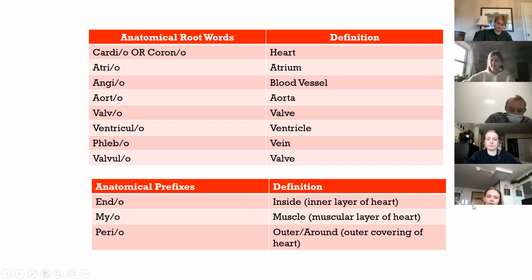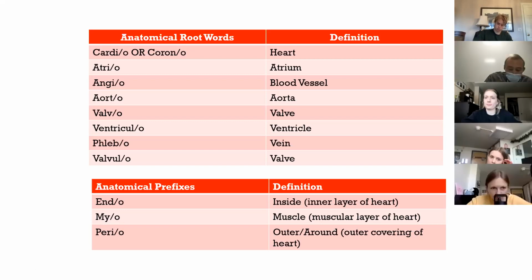So cardio or corono, that is the root word for heart. So ultimately, if you see cardio or you see corono, that is pertaining to the heart. Now, here's a question for you. Based on what we just learned, when looking at the anatomy of the heart, corono, generally speaking, is that going to pertain to the outer wall of the heart, to basically the external surface of the heart, under the pericardium, or the inside of the heart? Who can tell me?